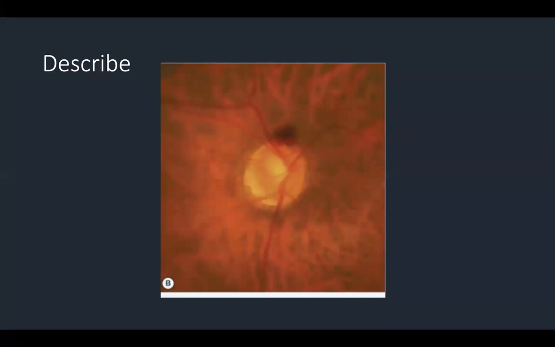Okay, so what is your provisional diagnosis? What are you thinking of? There are disc changes with normal IOP, although I need to assess the corneal thickness, but the most likely diagnosis on top of my differential is normal tension glaucoma.